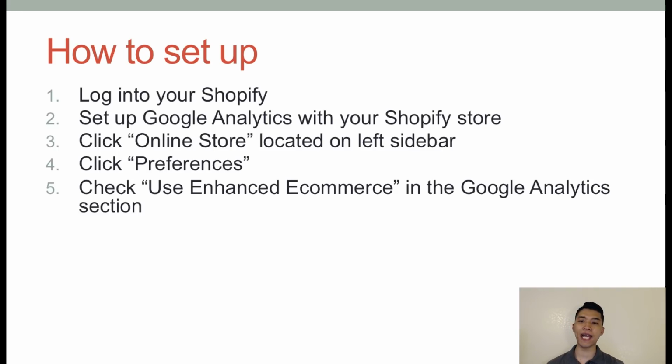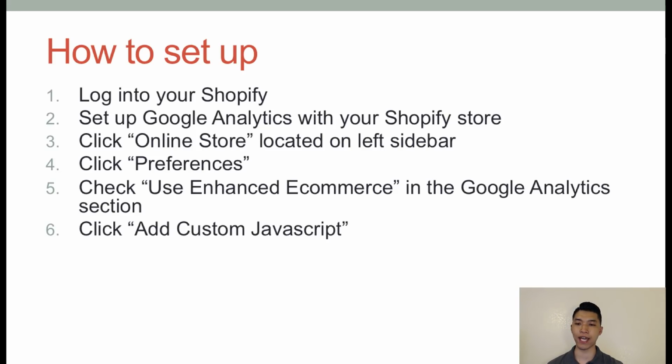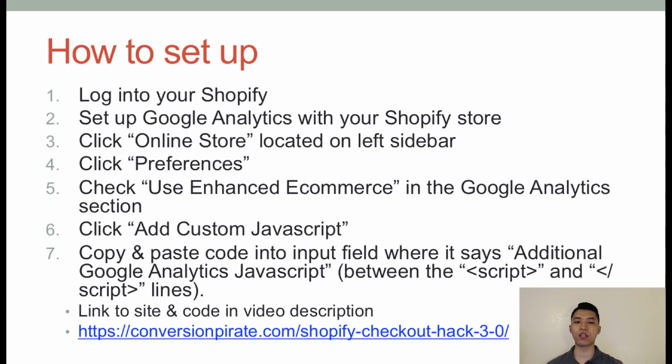And in the Google Analytics section, now you see the little checkbox after you installed or copy and pasted your tracking ID. Now you can check that Use Enhanced E-commerce checkbox in the section and add a custom JavaScript. Click on that, and then copy and paste the code into the field where it says additional Google Analytics between the two script lines. And then that's it. So let's head back over to the browser where I'll show you guys where to get the code from and do this for yourself.